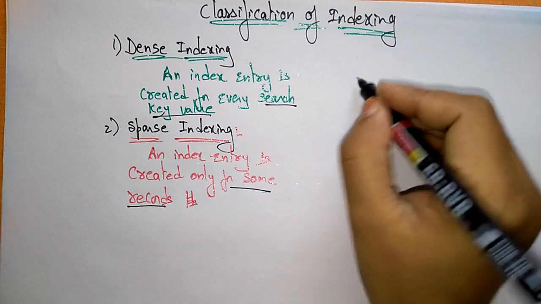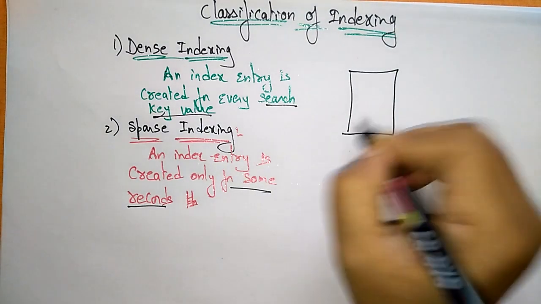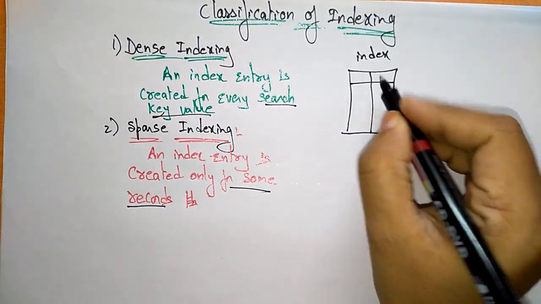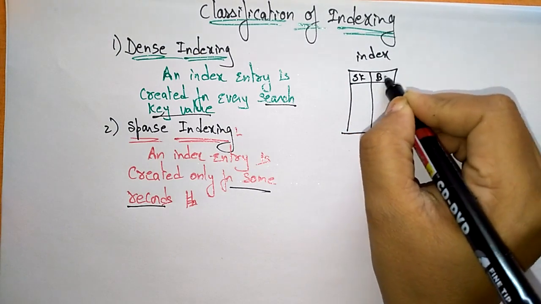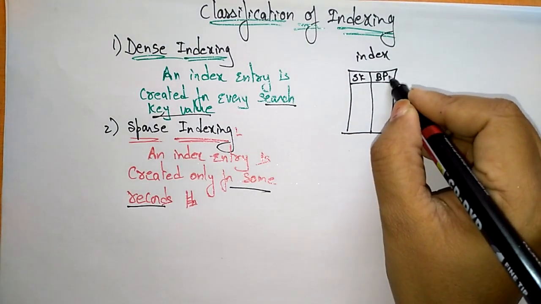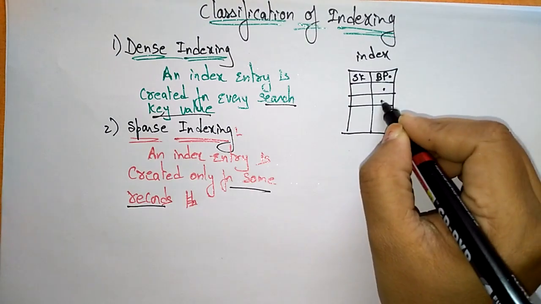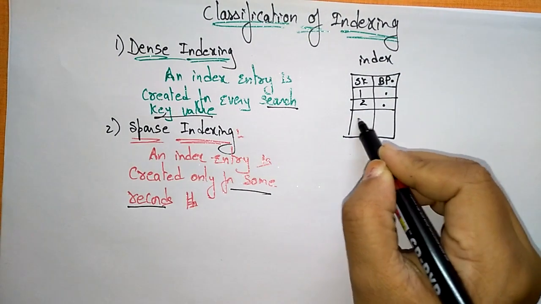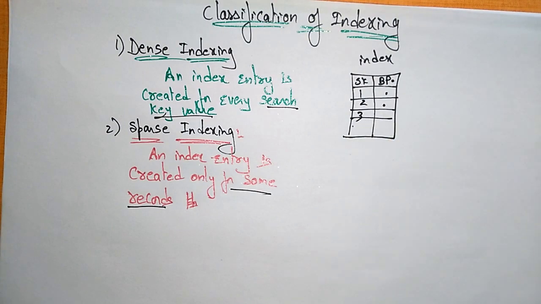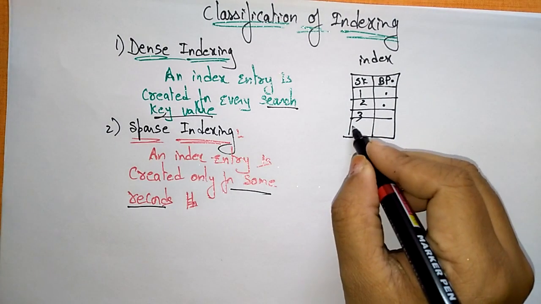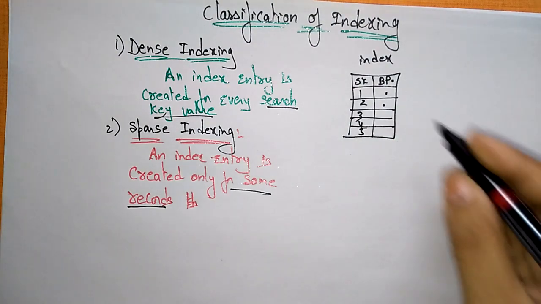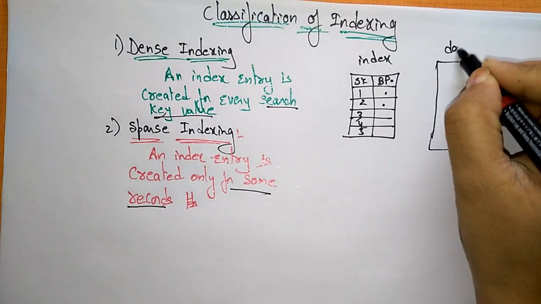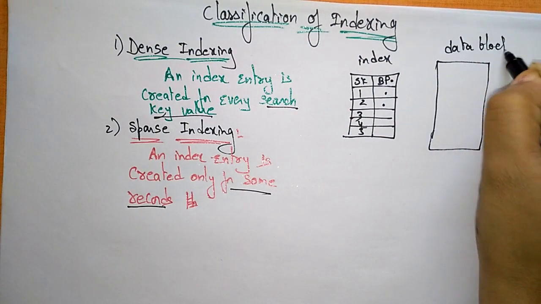So suppose this is the index structure. In the index structure you have the search key value and the block pointer. Whatever item we are searching for, that pointer will be there, along with the key value we are searching for: 1, 2, 3, like that. It should be in sorted order, 4, 5. Coming to the data block, here we have to find our required data.